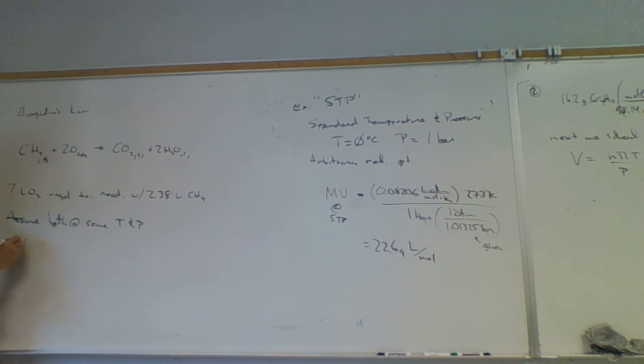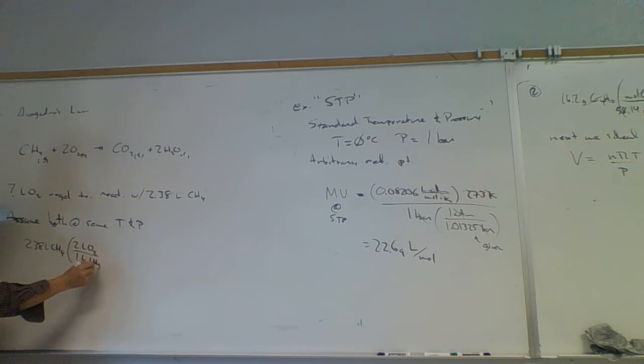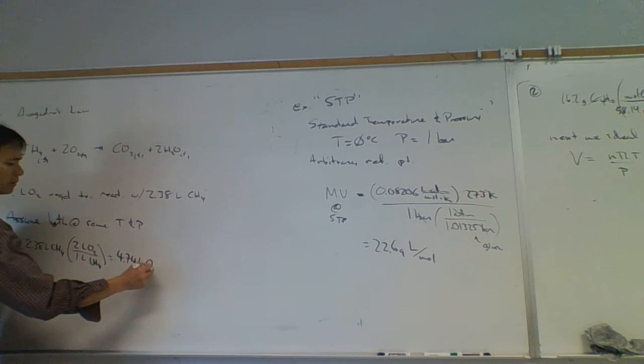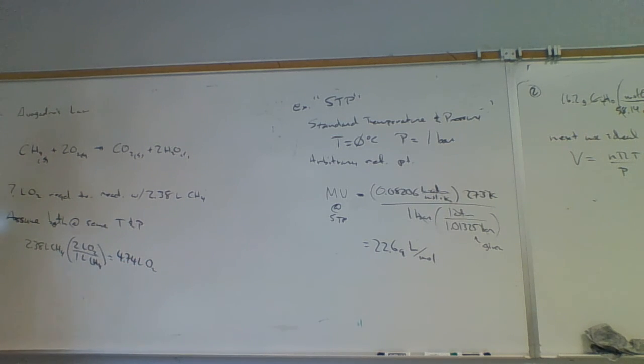Well, if I have 2.38 liters of methane, then all I do is this. I see that I'm going to need twice as much oxygen. So 2 liters of oxygen for every 1 liter of methane, which is going to give me 4.74 liters. Does that make sense? It's just a straight volume ratio.